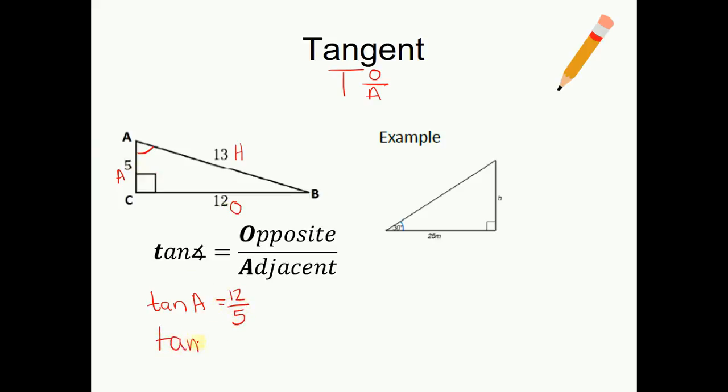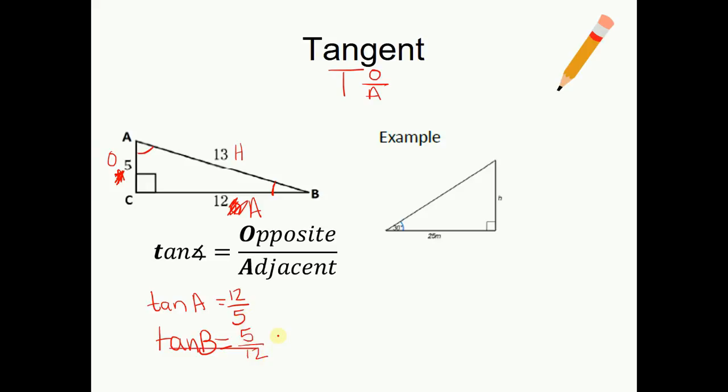Let's now find the tangent of B. So for this angle here, the opposite of B would be this side now. Hypotenuse is still there, so this guy's got to be the adjacent side. So the tangent of B would be 5 over 12. So basically it's the reciprocal of tangent of A, kind of different there.